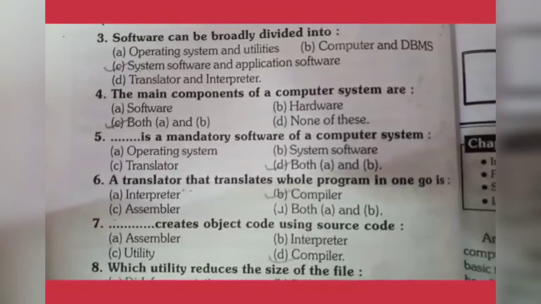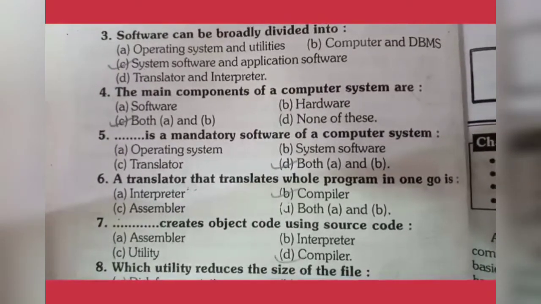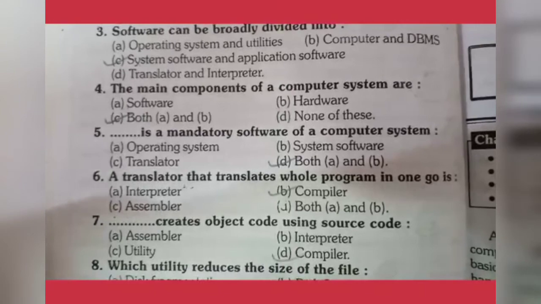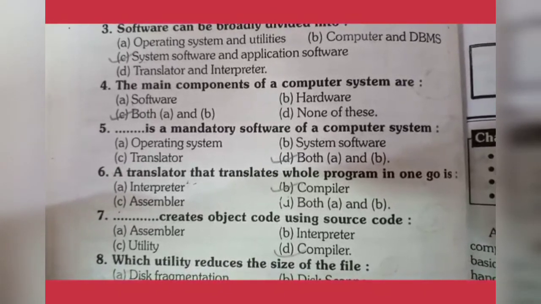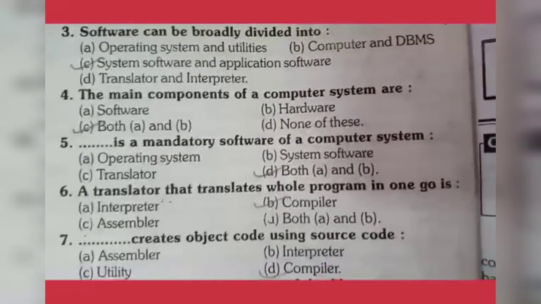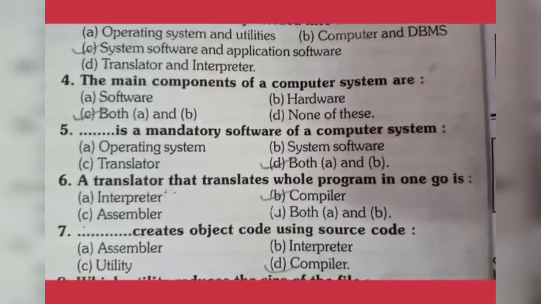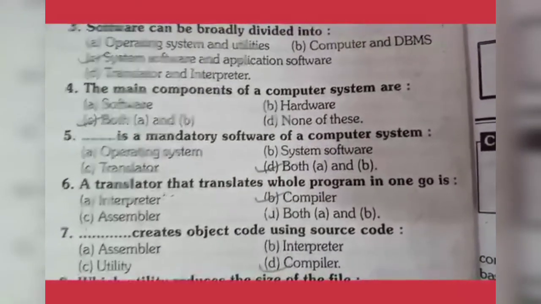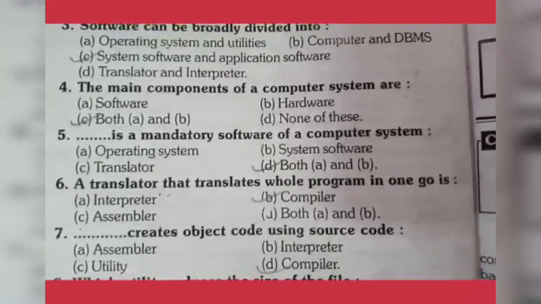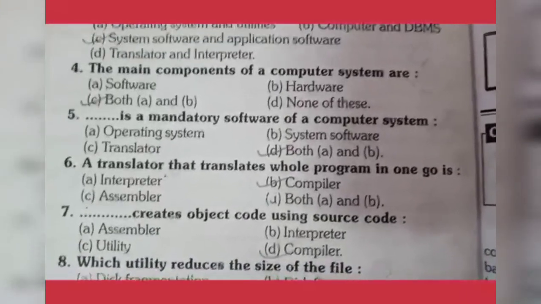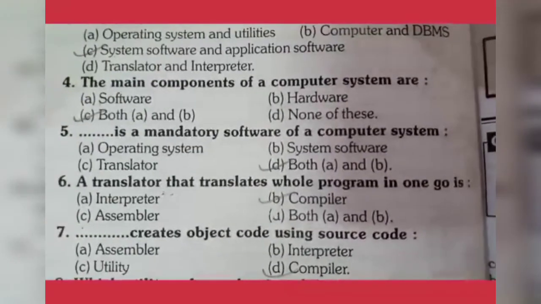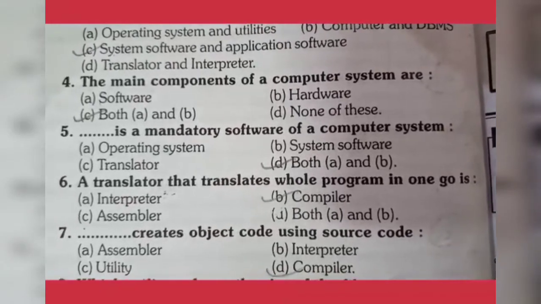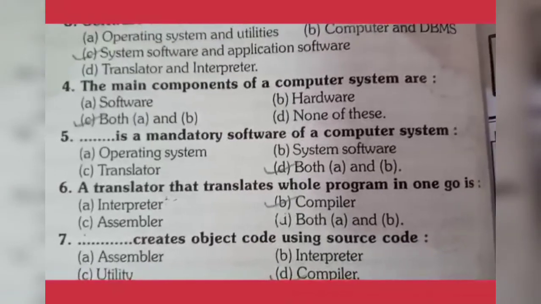Next is dash is mandatory software of a computer system. The answer is operating system and system software. Both the answers are correct. So the answer is both A and B. Here we can say that operating system and system software both are the mandatory software of a computer system. As we all know that system software and operating system are connected to each other, such as operating system is the example of system software.